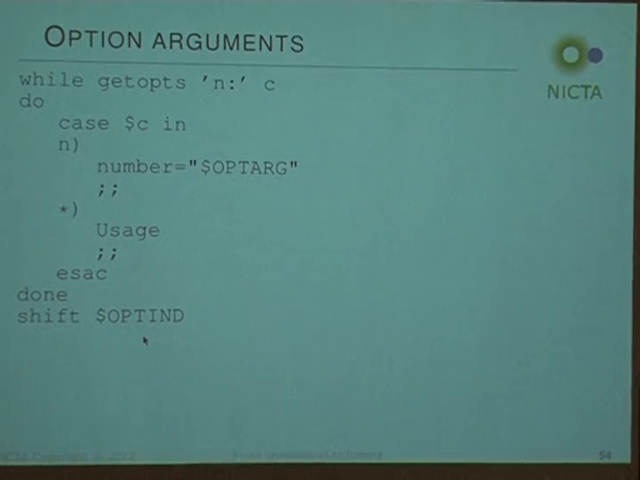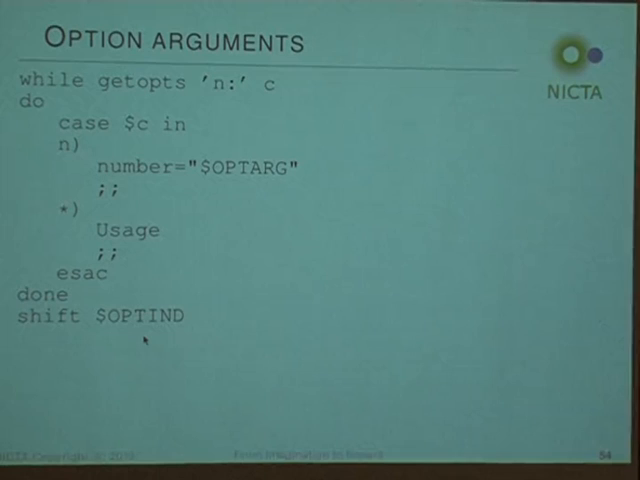The format of a case statement is case, some string, in this case it's the expansion called C, in, and then a pattern to match, followed by a parenthesis. If after running getopts once round the loop, C contains n, this branch will be done, and we'll set number equals $OPTARG, which is a special variable that contains the value of the optional argument. Double semicolon says that's the end of this branch.